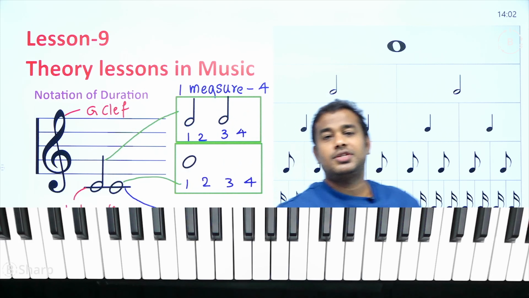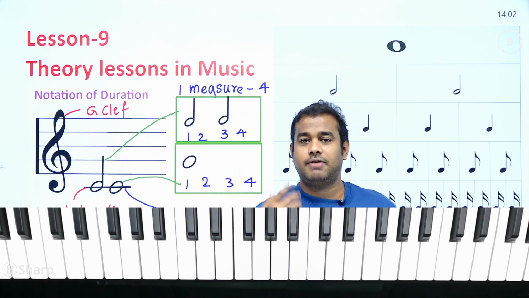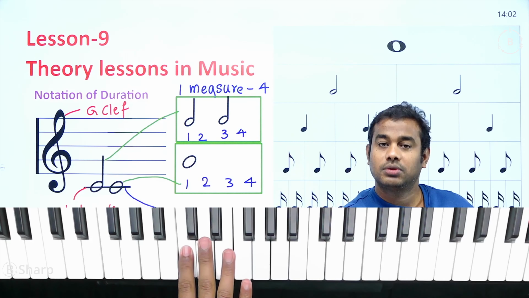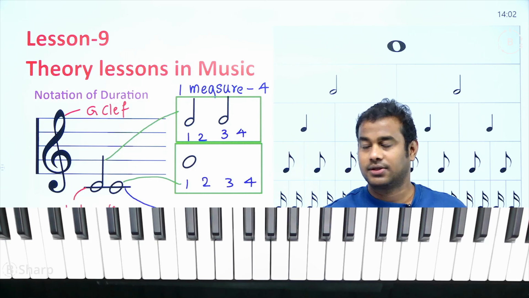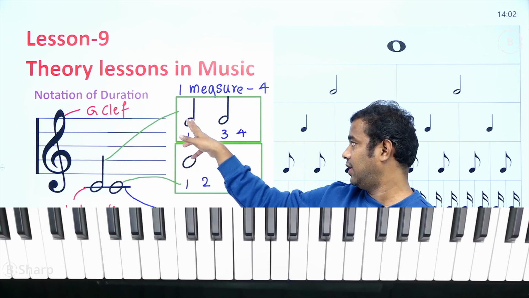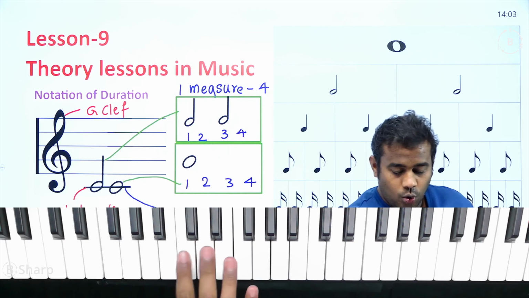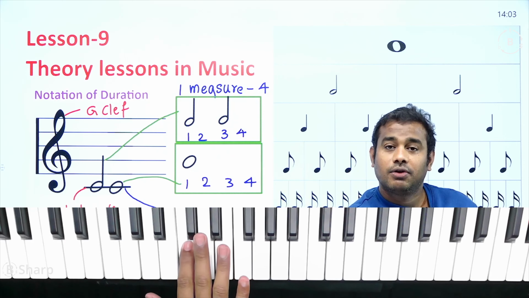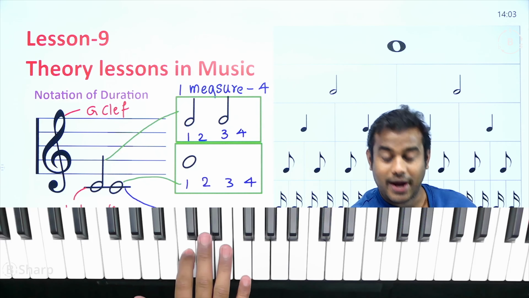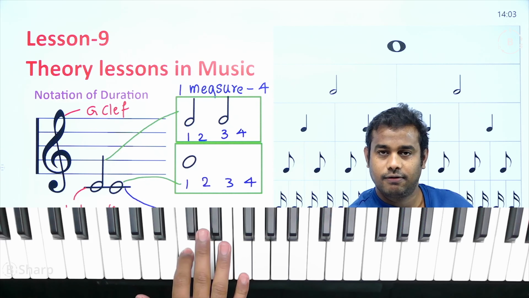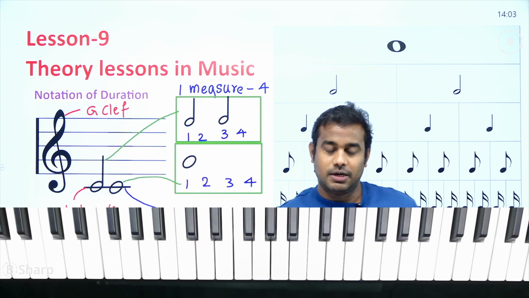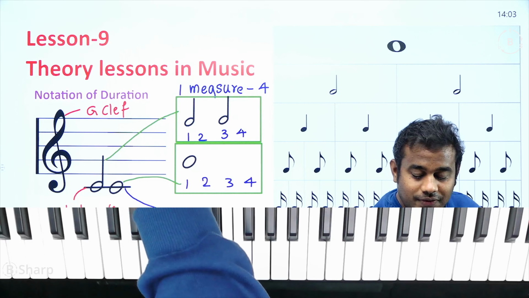So instead of representing it like this, for example, if I play one whole note, 1, 2, 3, 4, then instead of this, I'll play this one here, which is 2 half notes. 1, 2, 3, 4. So like this we can play. By using a metronome also we can do this.